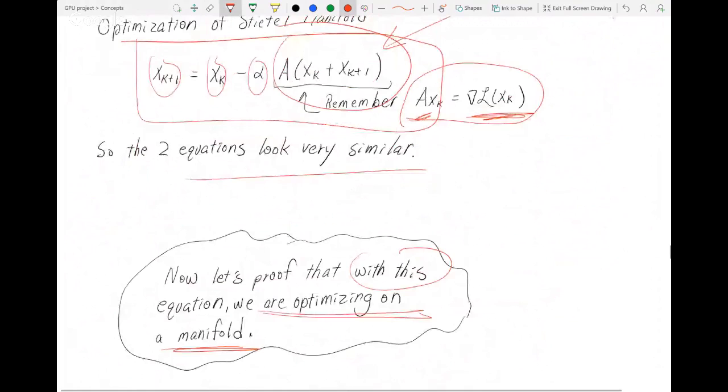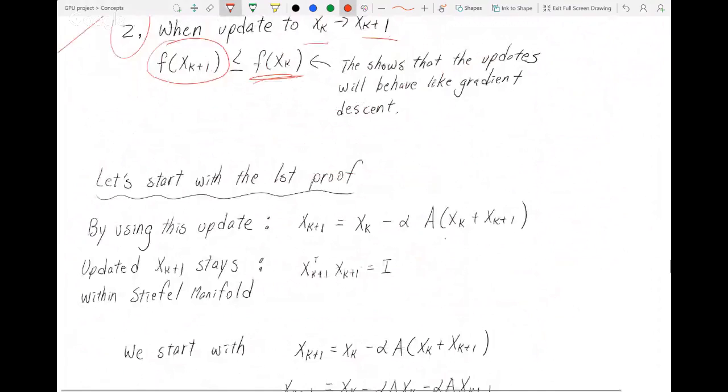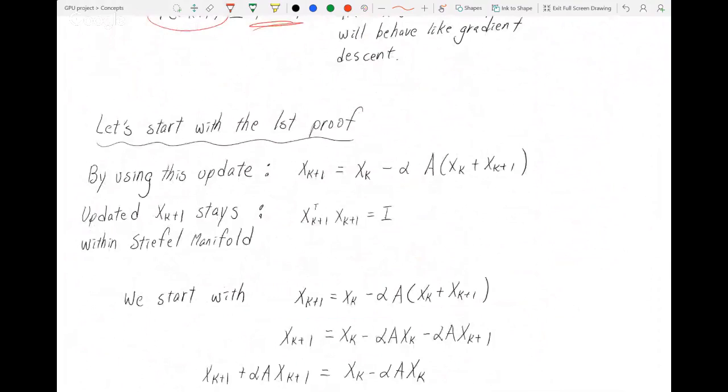So let's prove these two. We'll start with the first proof. The first proof says that by using this update, the new xk plus 1 is still on the Stiefel manifold.